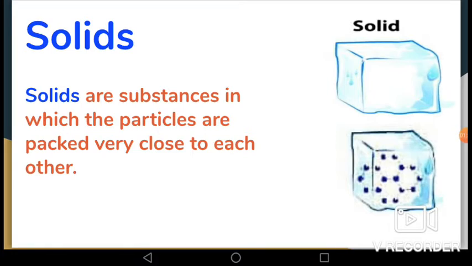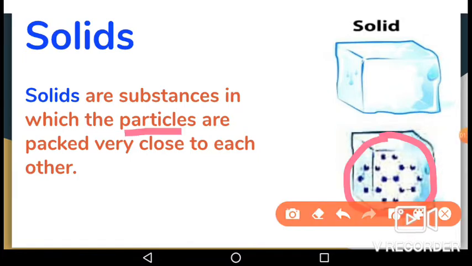In solids, particles are tightly or closely packed. The gaps between the particles are tiny, and hence it is tough to compress them. A solid has a fixed shape and volume. Solids are substances in which the particles are packed very close to each other. Solids are usually hard and have a fixed shape. Pencil, book, chair and marbles are examples of solids.